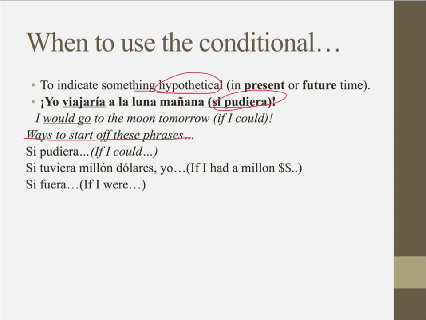So if we're going to be talking about hypothetical things, we need a way to start off these sentences. And three popular ways to do that, now these aren't the only ways, are si pudiera, si tuviera $1,000,000, and si fuera. Notice that the si does not have an accent. Si without an accent means if. So, si pudiera comes from the verb poder, which is can or to be able to. So, if I could, si pudiera, yo iría a España todos los años. If I could, I would go to Spain every year.